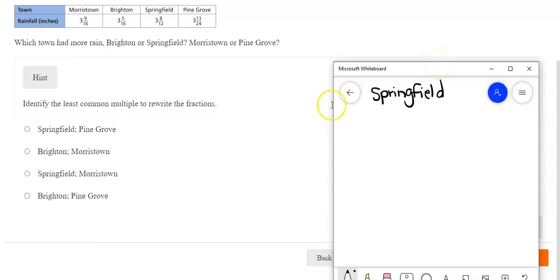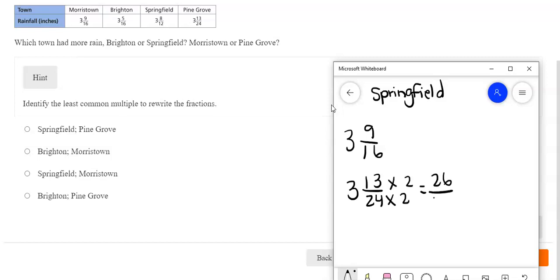And now I'm looking at Morristown and Pine Grove. So we have 3 and 9/16 and 3 and 13/24. And remember, it was 48, so we're going to multiply this one by 2. We're going to get 26 over 48. And this one we're going to multiply by 3. So we get 27 over 48.